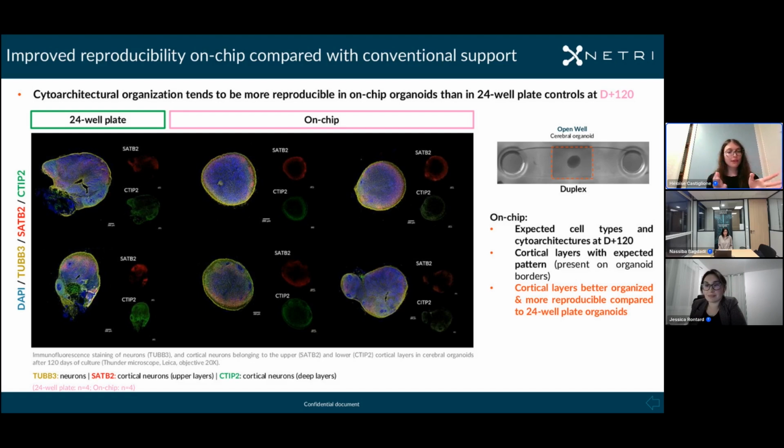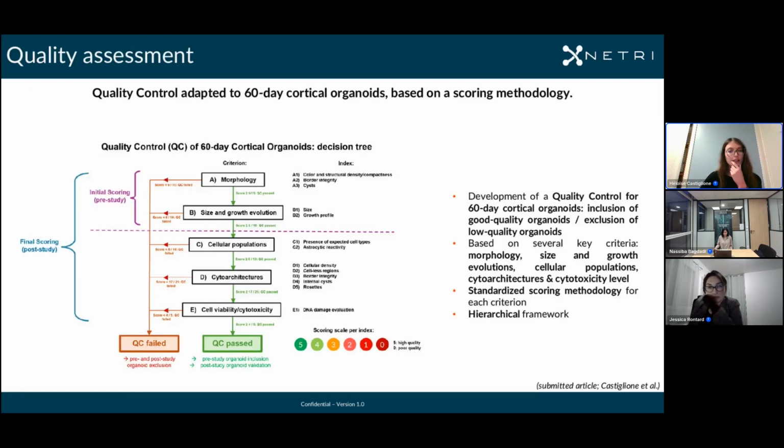So, taken together, these results suggest a tendency towards an improved reproducibility on chip in terms of organoid sizes and global cytoarchitectural organization, as well as an improvement of the quality of these cytoarchitectural organizations. And so, in order to better characterize the cortical organoids and to evaluate their quality, we have developed a quality control system adapted to 60-day cortical organoids.